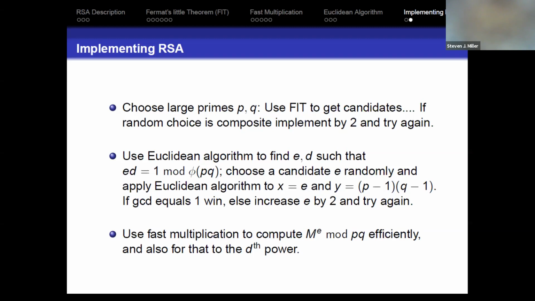And then you can ask, how likely is it for E to have a common factor with P minus 1 and Q minus 1? Well, if P minus 1 and Q minus 1 were primes, it would be very unlikely. So your trouble depends on how many prime factors P minus 1 and Q minus 1 have. They're not going to have that many prime factors. It's going to be very hard to have a collision. If you have a collision, just try again.